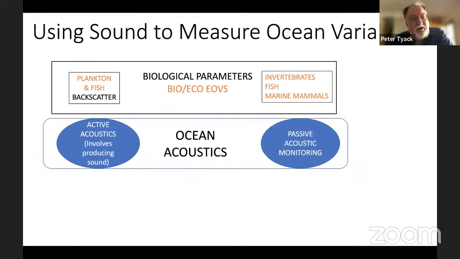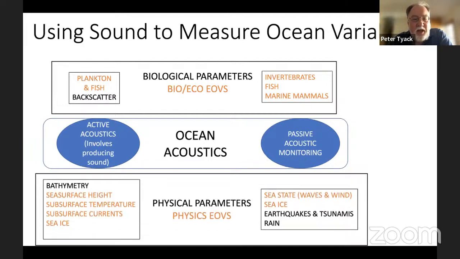The standard way to measure the distribution and abundance of plankton and fish is using active echo sounders and measuring the echo strength that comes back from them in the ocean. In terms of physical parameters, I mentioned depth sounder. On the left, sea surface height, temperature, currents, and sea ice can be measured by active acoustics. For some reason, bathymetry, the depth sounder application, is not listed in the EOVs. On the right side, for passive acoustic monitoring, waves, wind, sea ice, earthquakes, tsunamis, and rain make noise.